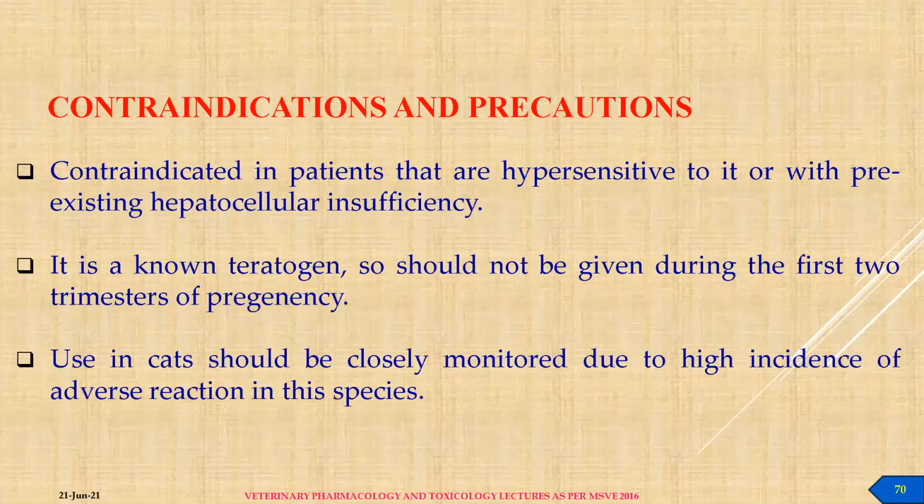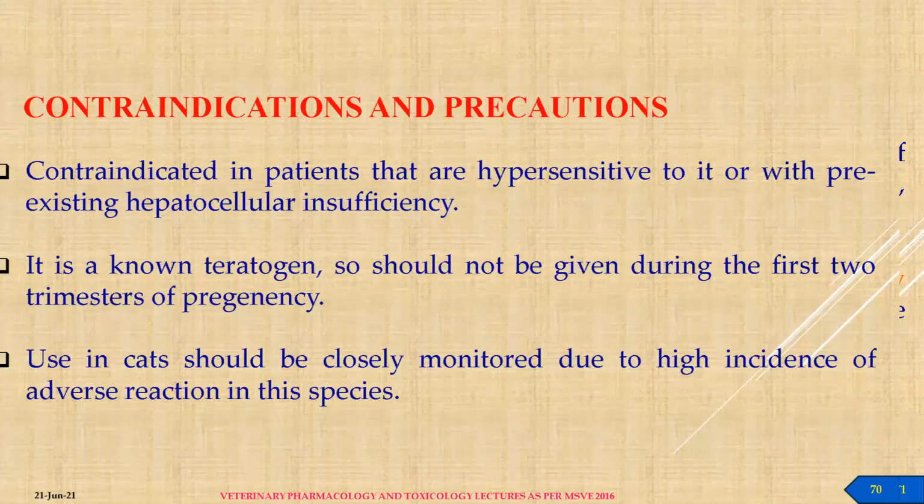It is also a known teratogen and should not be given during the first 2 trimesters of pregnancy. In the case of a pregnant animal or woman, it should not be given in the first 2 months of pregnancy. And use in cats should be closely monitored due to the high incidence of adverse drug reactions, especially in cats.